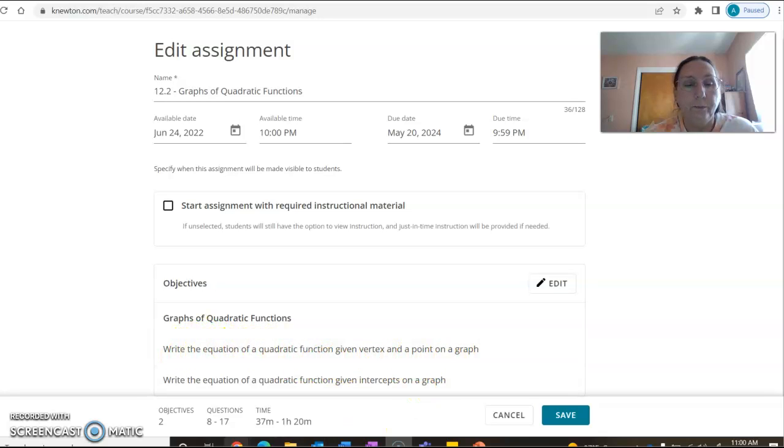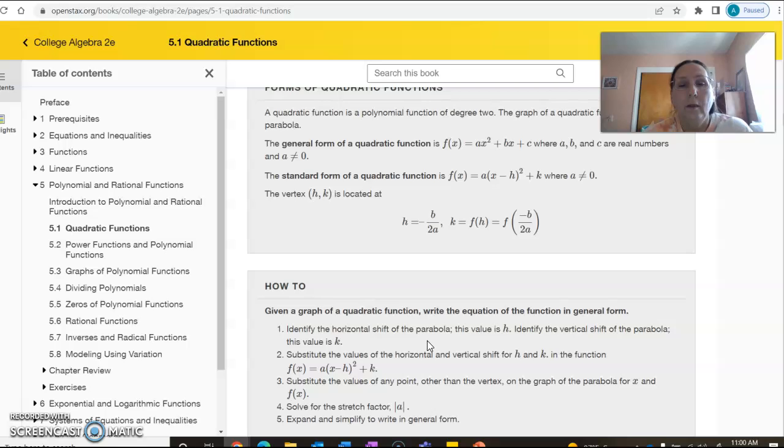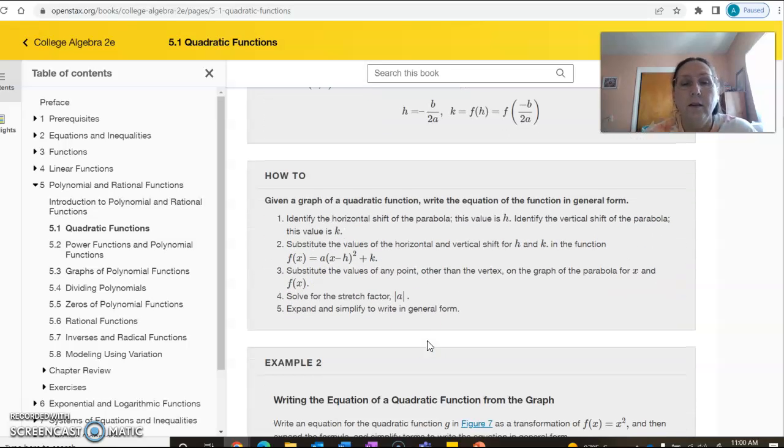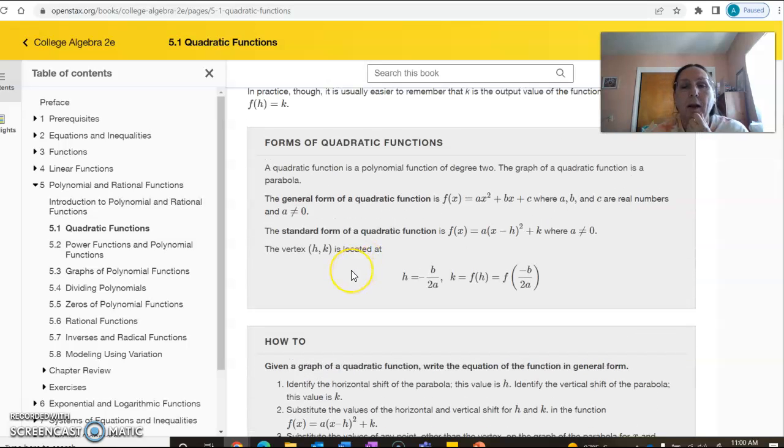Okay, so the first thing I'm going to do is go to the book, and it says given a graph of a function, write the equation of the function in general. Okay, so the first thing is we need to identify the horizontal shift of a parabola, and this value is h. Actually, I wanted to go back up a little bit.